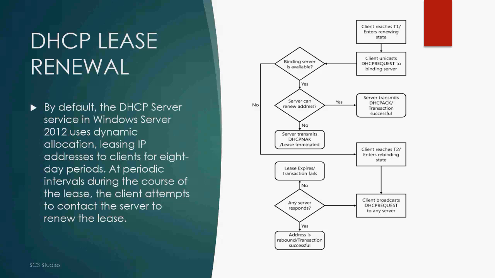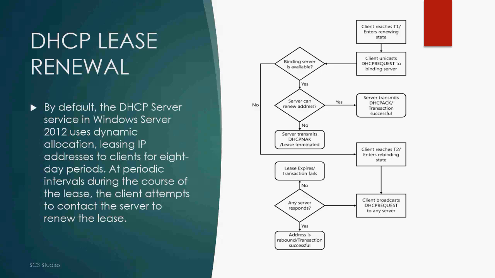So how does it work? When the client reaches T1, the renewal state, the client unicasts the DHCP request to the binding server. Is the binding server available? If it is available, then the server can renew the address. If the renewal has been completed successfully, the server transmits a DHCP acknowledgement and the transaction is successful. If it is not done, then the server transmits a DHCP NAK and the lease is terminated.